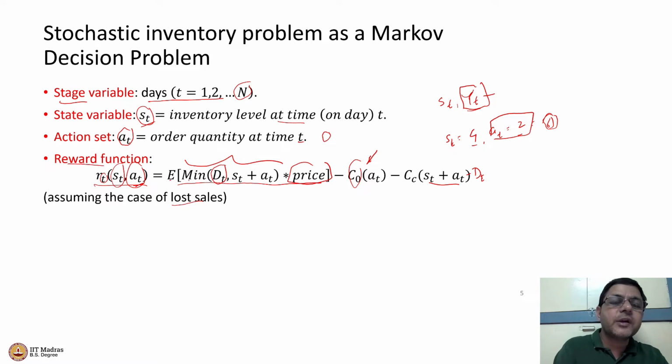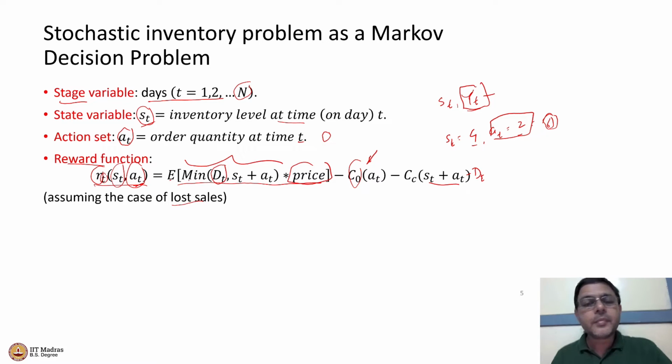But this is what is called the immediate reward, right? Therefore it is denoted by r. R is always the notation for immediate reward. Then there is future reward, which will be represented in the dynamic programming formulation, precisely what we had done in our deterministic dynamic inventory case, right? But we'll come to that in the next slide.